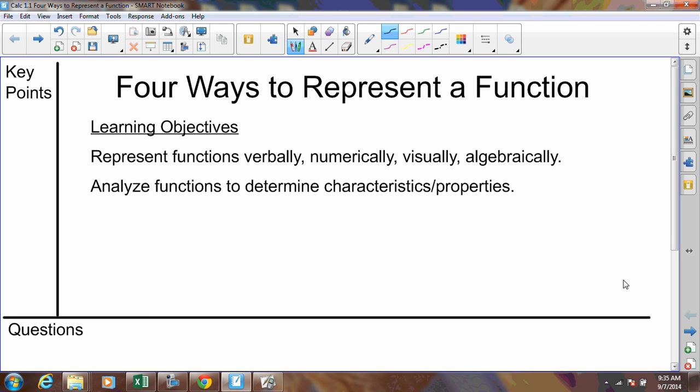Besides being able to represent functions as a learning objective, you should also be able to analyze functions to determine some important characteristics or properties, some of which we will discuss in this video.